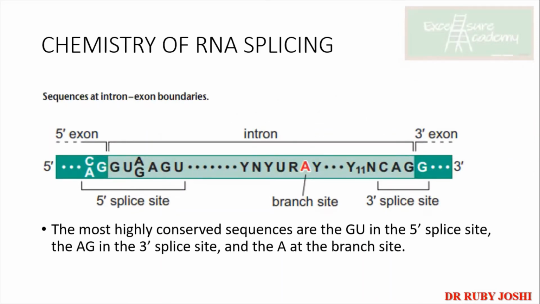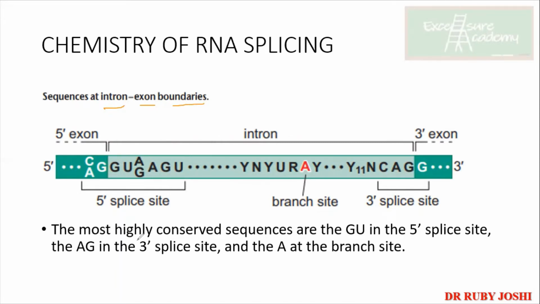Okay, now let's go to the chemistry of RNA splicing. This topic of RNA splicing will take 2 classes, so maybe in the next class we'll complete this. Now coming to the chemistry behind it. As you can see over here, this is one example. In this figure, if you look carefully, it is based on the sequences present at the intron-exon boundaries, and it is universal.